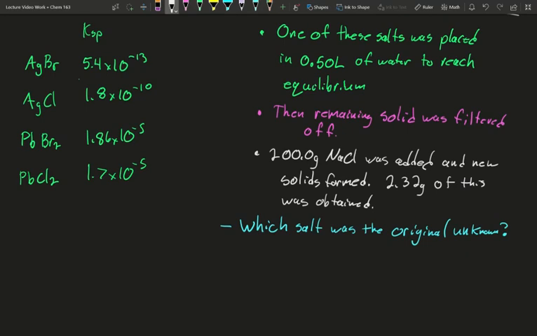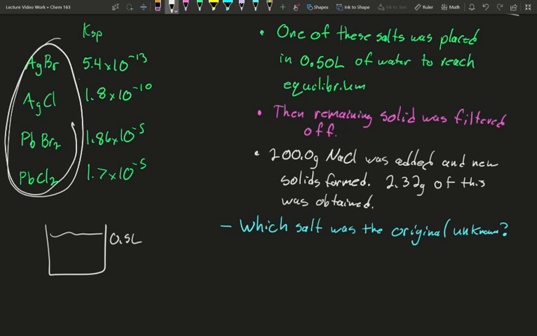In this video, we're going to explore determining the species of an unknown from a possible list using the KSP values and some reaction data. So in this case, we've got a beaker. It's going to have half a liter of water in it, and one of these salts, we don't know which, is going to be put into it.